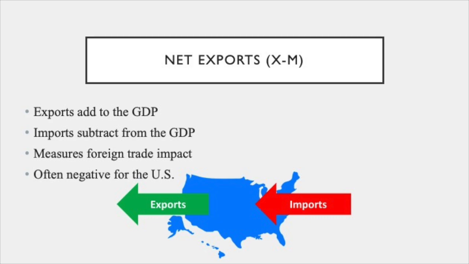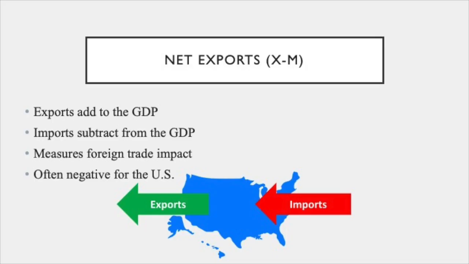Net exports is the value of a country's exports minus its imports. It's how much money we earn from selling goods and services to other countries compared to how much we spend buying from them. Exports are goods and services we produce domestically and sell abroad, like airplanes, software, or agricultural products.